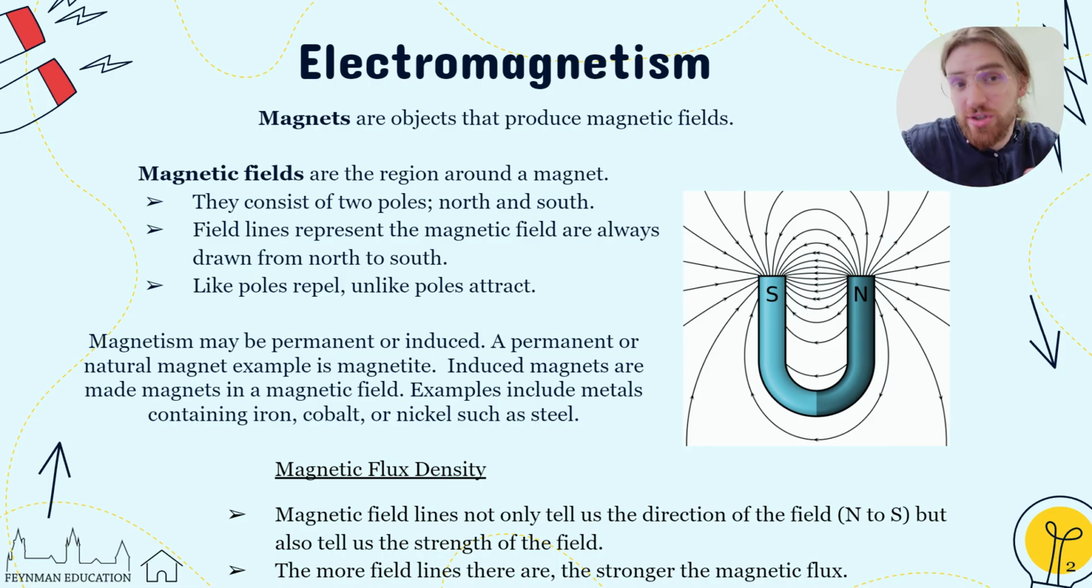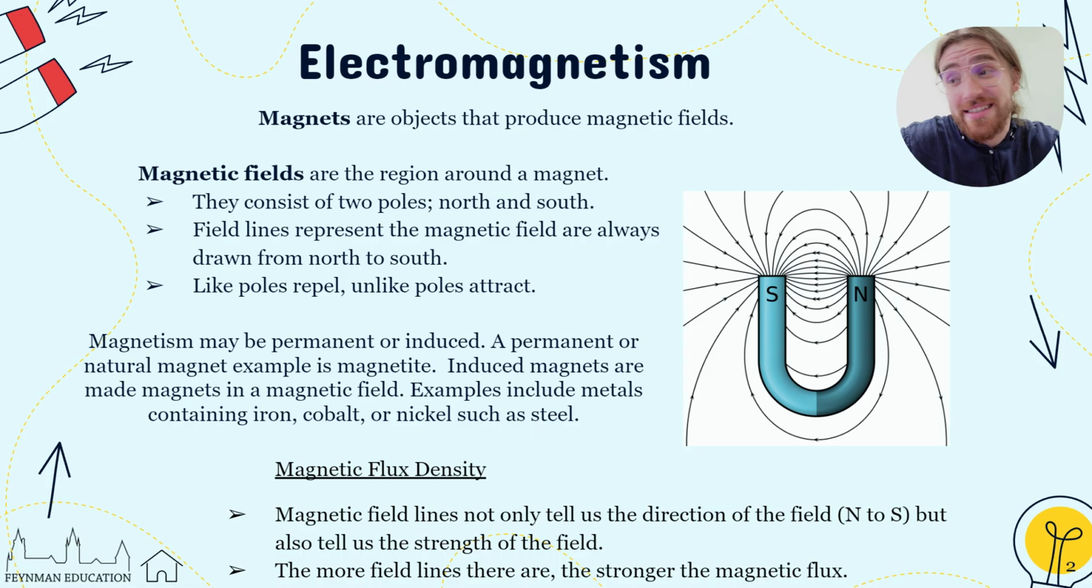Then we have induced magnets. An induced magnet is something that is electrically charged to become a magnet. Some of the metals that we'll use for that are iron, cobalt, nickel, and steel, because they're going to lose that magnetic attraction relatively quickly.